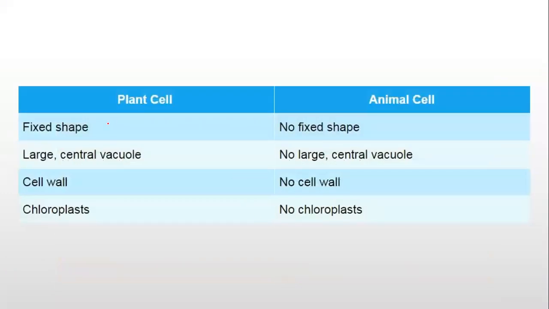Apart from this, there is also a table: plant cells have a fixed shape, a large central vacuole, a cell wall and chloroplasts, whereas animal cells don't have a fixed shape, no large central vacuole, no cell wall and no chloroplasts. And this is all for today.